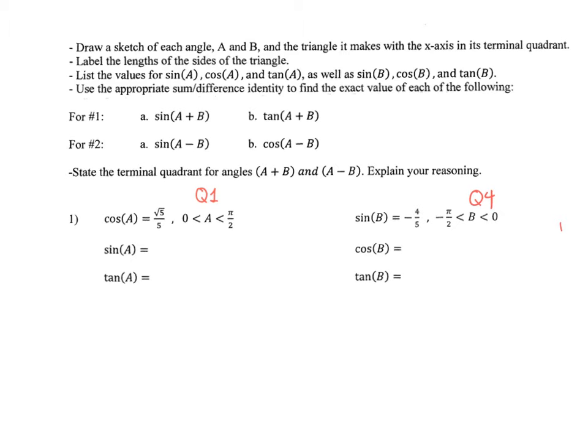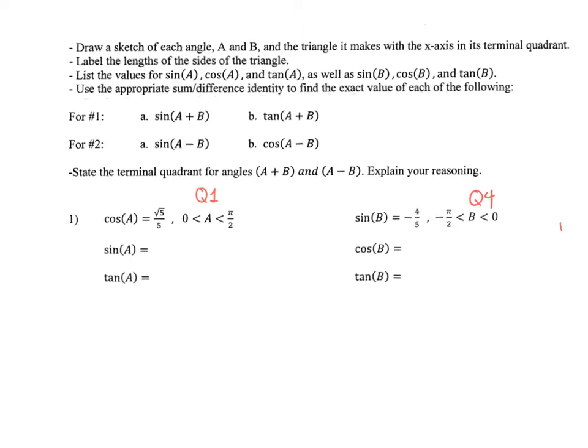So they want us to draw a sketch of each angle, A and B, and the triangle it makes. Label the lengths of the sides of the triangle. List the values for sine, cosine, and tangent of A and B. And then use the appropriate sum difference identity. So we're going to find sine of A plus B and tan of A plus B. All right, rock and roll.